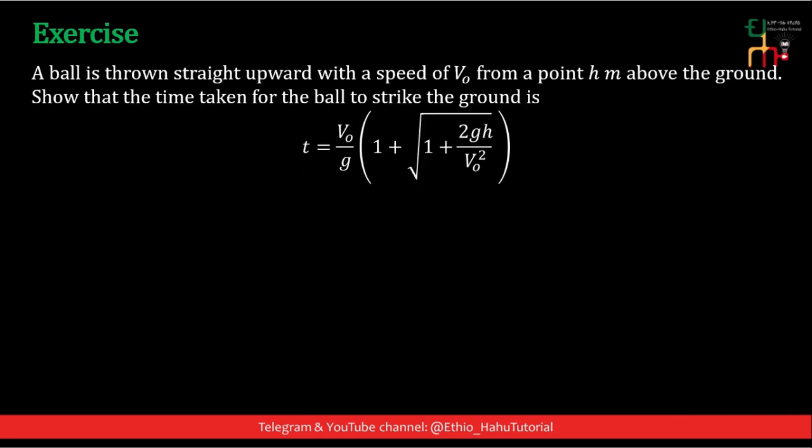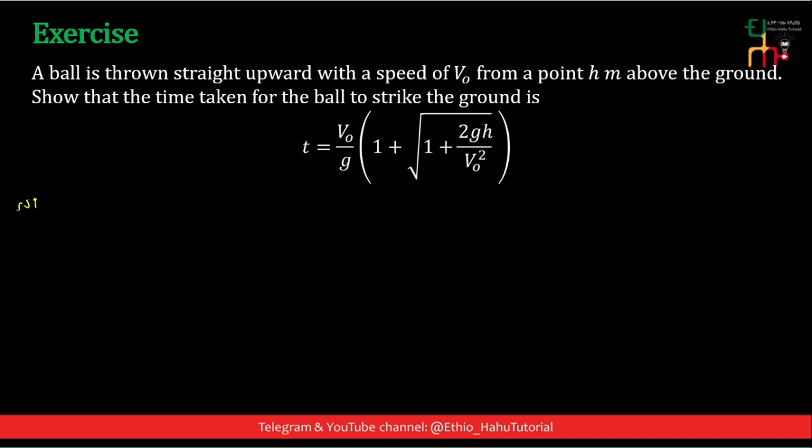Exercise. A ball is thrown straight upward with a speed of v0 from a point h meters above the ground. Show that the time taken for the ball to strike the ground is t = (v0/g)(1 + sqrt(1 + 2gh/v0^2)).